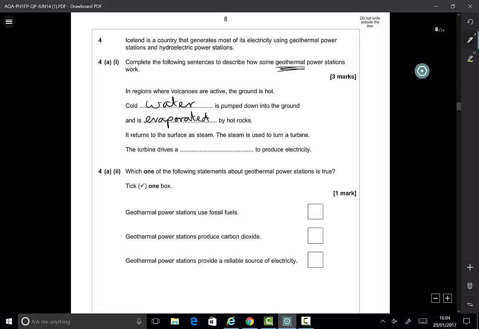Okay, so we've got some steam now. The steam is used to turn the turbine. Okay, this is just like we've looked at loads of times in coal, oil and gas, fossil fuel power stations. We've got steam turning a turbine. The turbine drives a something to produce electricity. That was going to be a generator.